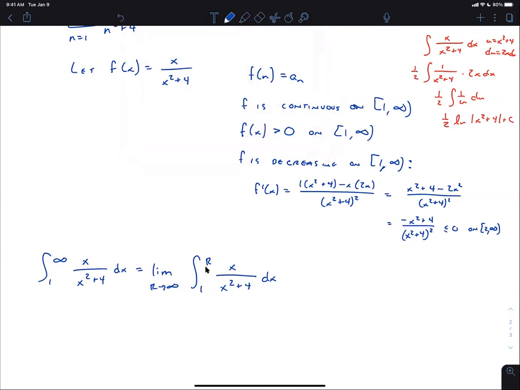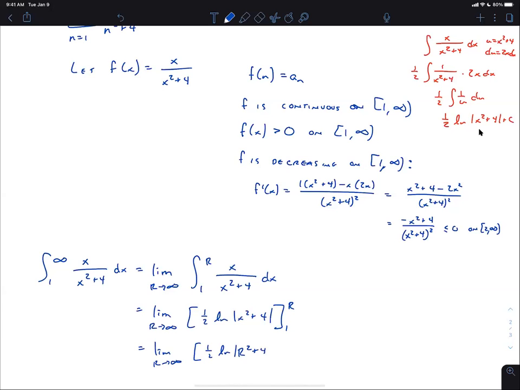Okay, because this is a finite number, this is now a proper integral. You can do the fundamental theorem of calculus, which says we can get the antiderivative and plug in the bounds on the integral. So we get 1/2 log absolute value x squared plus 4 evaluated from 1 to r. That's now the limit as r goes to infinity of 1/2 log absolute value r squared plus 4 minus 1/2 log. And if I plug 1 in there, I get 5 because it's 1 squared plus 4.